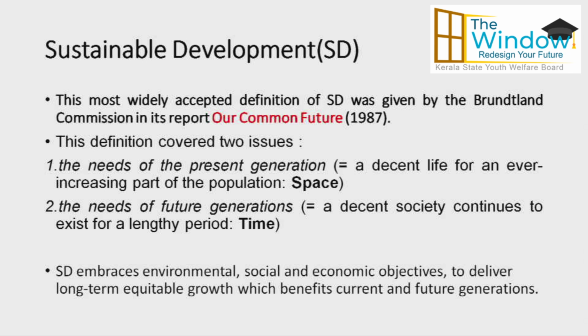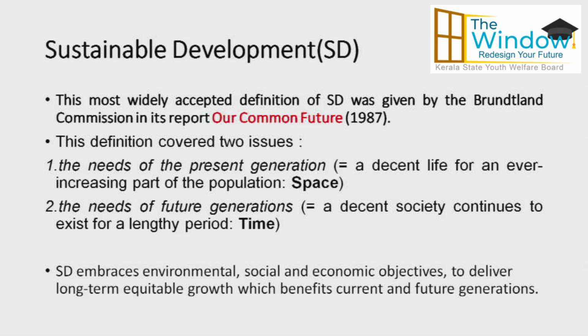The major components of this definition are, first, the needs of the present generation. That means a decent life for an ever increasing part of the population. That means each individual needs a particular space. The second aspect of the definition is the needs of future generations, that a decent society continues to exist for a lengthy period. That means we consider time as a relevant factor.